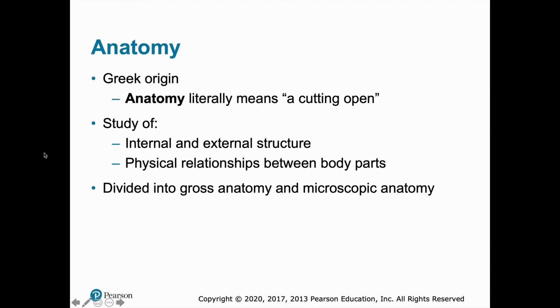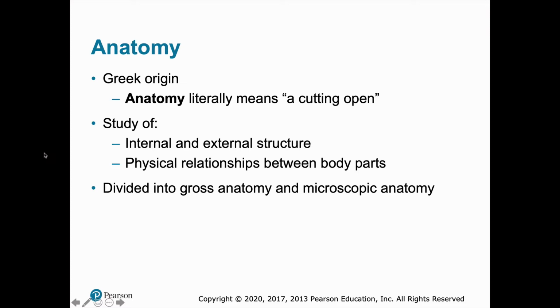Bio 2870 is a course in human anatomy and physiology. We're not comparing humans to other organisms, although at times I may mention the anatomy and/or the physiology, how it occurs in other organisms, but our focus is on human anatomy and physiology.